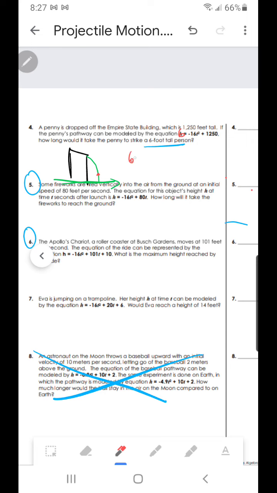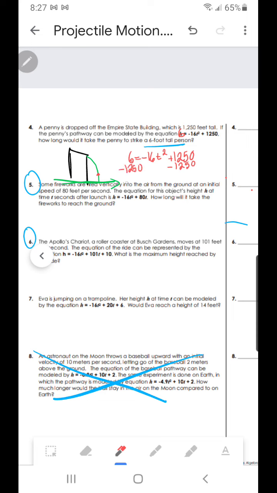Okay, so we'll have 6 equals negative 16t squared plus 1,250. Now, when you're solving a quadratic, it's really nice when you only have one term with a t, rather than both the t squared and the t term. When you only have a t squared term, we can use that square root method. Isolate the t squared and then take the square root of both sides. So I'm going to subtract the 1,250 from both sides.